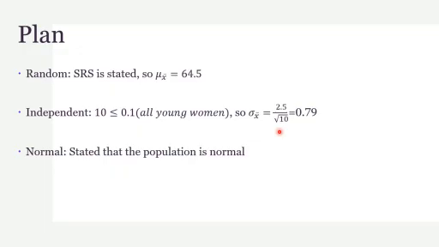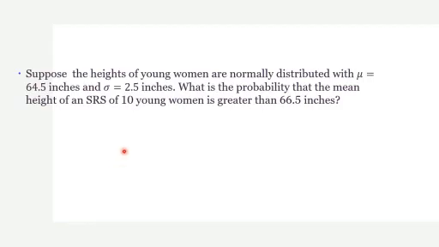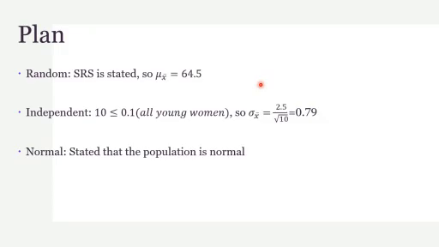Last one is normal. So remember, normal is typically the size of the sample. You want 30 or more. This one's only 10, so it's less than that. But in the problem, it states that the population is normally distributed. If you go back up to this part here, it says that suppose the heights of young women are normally distributed. So right there, we do not need to have a sample size of 30 or more. 10 is fine because it states in the problem that the distribution we're working with is normally distributed. Okay, and that's our plan. So we hit our 3 points, which means we can proceed without having any caution. We're good. We can continue.